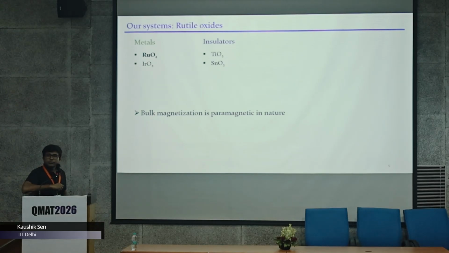And of course, measuring RuO2 is not enough. So we had to measure several compounds in order to make some reference frame with respect to the Raman scattering measurement. So what we did, we took metals, RuO2 and IrO2 metals. These are all rutile structure, and we have also taken TiO2 and SnO2 insulators, and all are paramagnetic in nature.